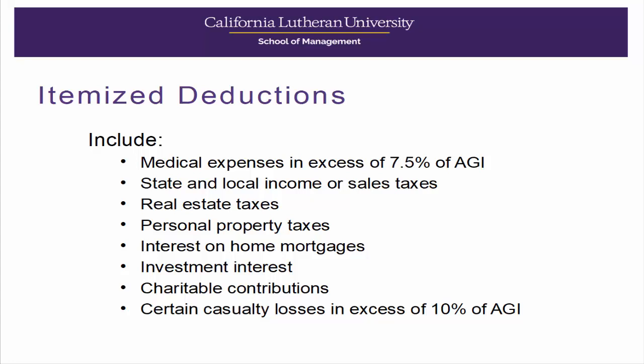Itemized deductions include medical expenses in excess of 7.5% of AGI, state and local income taxes or sales taxes, one or the other but not both, real estate taxes, personal property taxes, interest on home mortgages, investment interest, charitable contributions, and certain casualty losses from presidentially declared disaster areas, and those losses must be in excess of 10% of AGI. So here we see the AGI concept appearing again. It's important to note that there are limits on the maximum allowable deductions for taxes, interest, and contributions, and we'll cover those limits in future weeks.